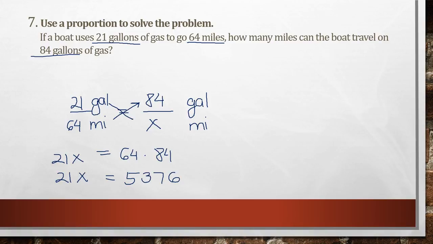And on the left side, we have 21x. And the next step would be to divide by 21 on both sides. And that will be a long division problem. So my top number goes inside, 5,376, and then the 21 outside.